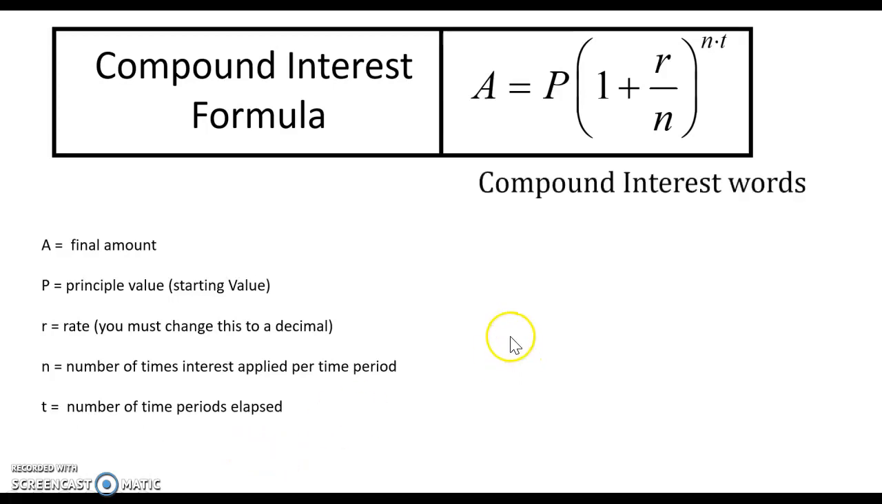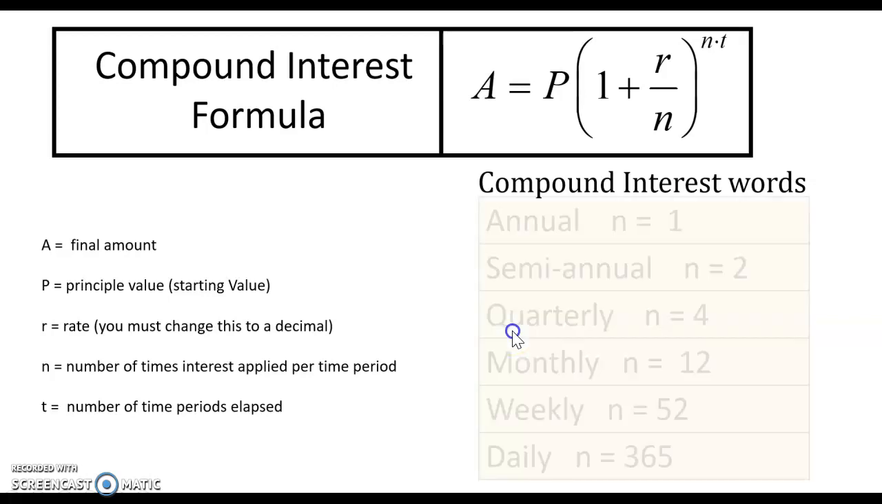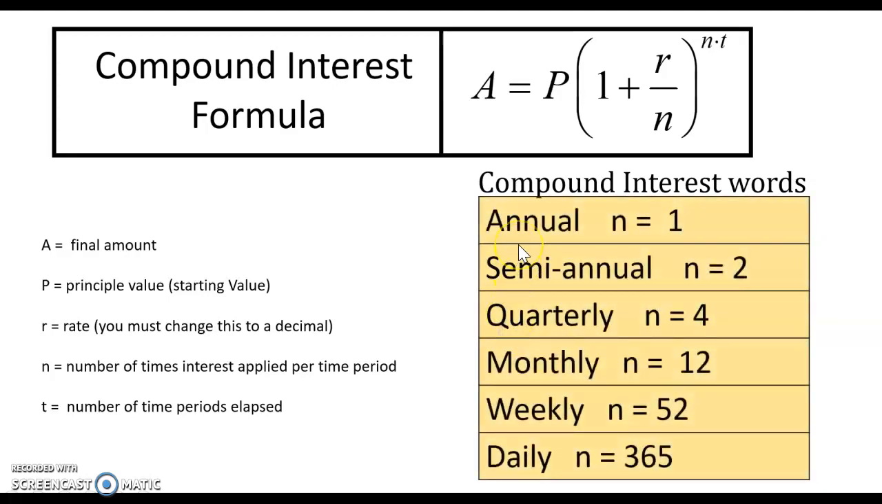There are several compound interest words that you need to become familiar with. They are as follows. Compounding annually means that the N value will equal 1. Compounding semi-annually means that the N value will equal 2, or interest will be paid twice a year. Quarterly means that interest will be paid 4 times a year.